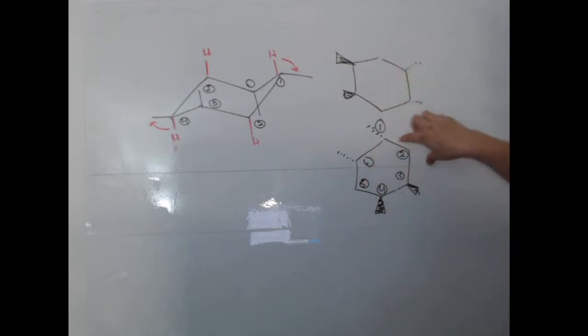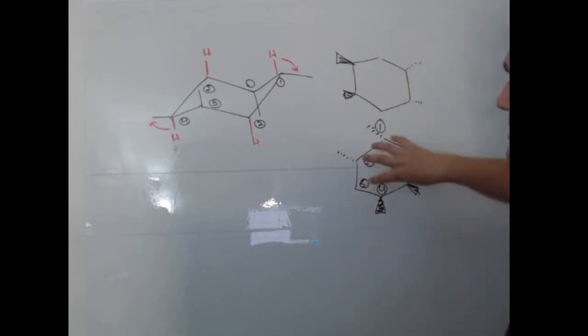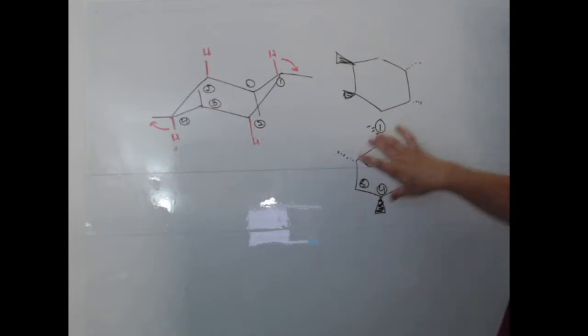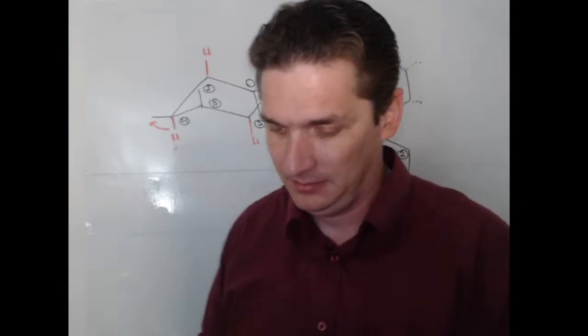This has just been rotated, what, 120 degrees? But we've got the 2 groups. These 2 groups are cis. These 2 groups are cis, but they're trans relative to each other.